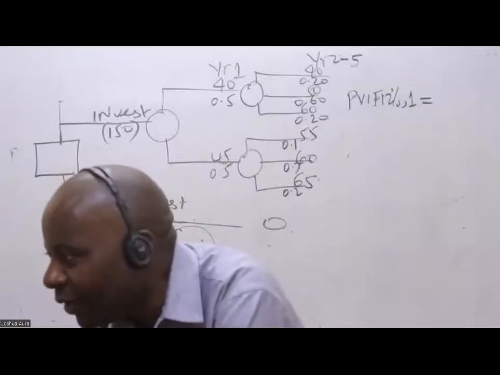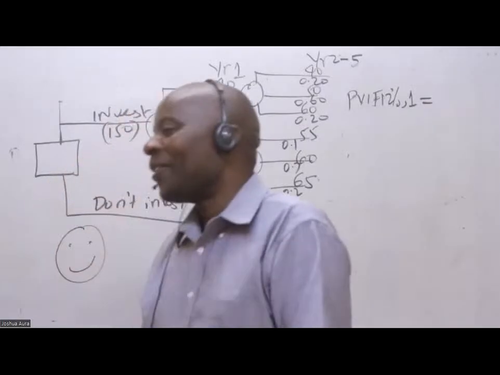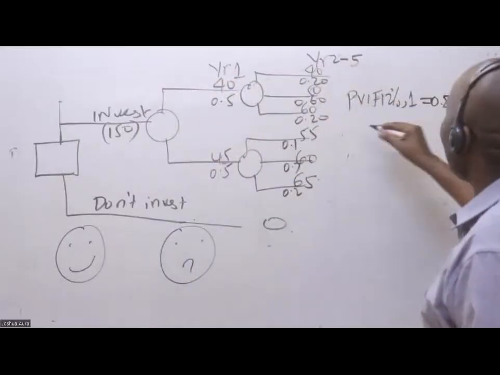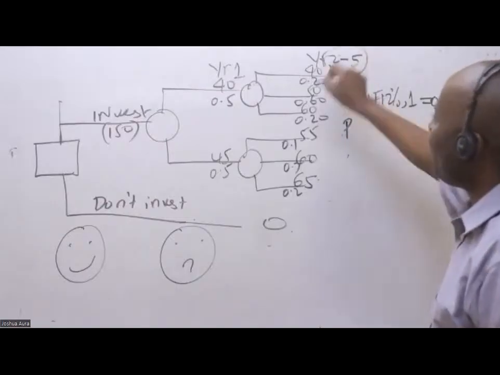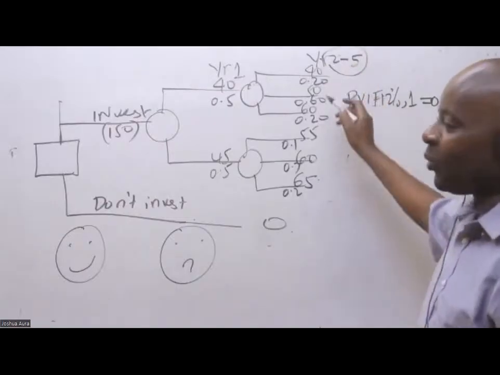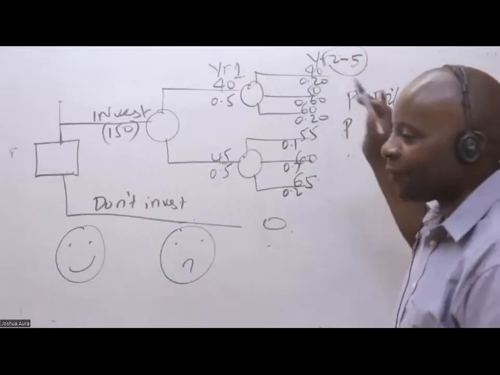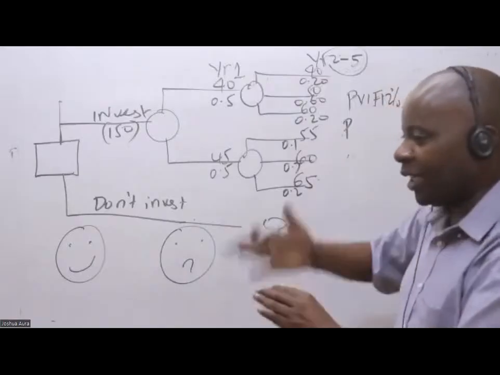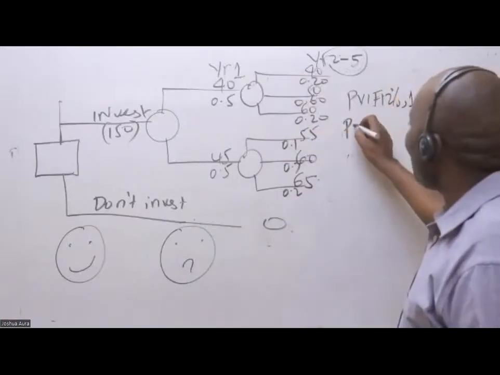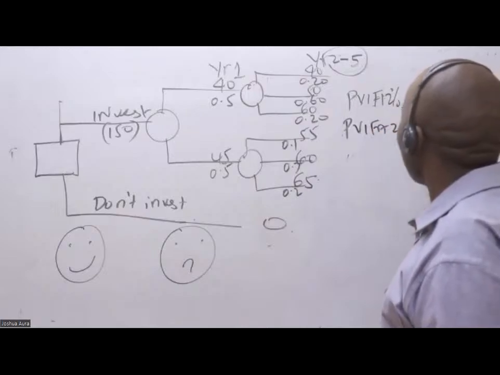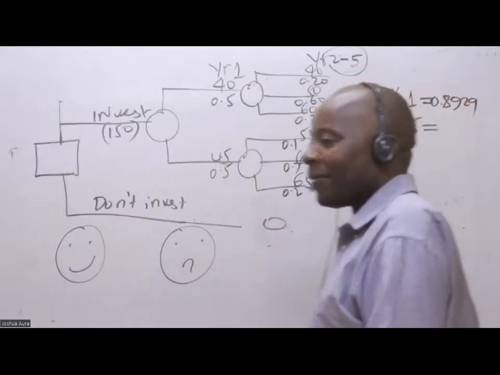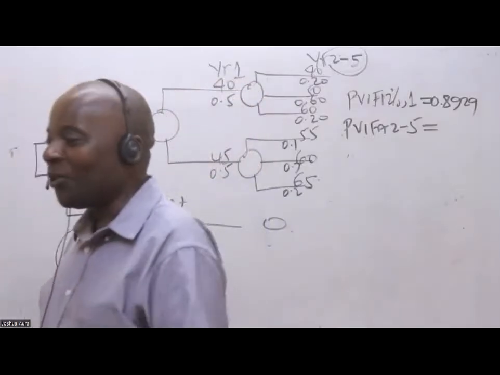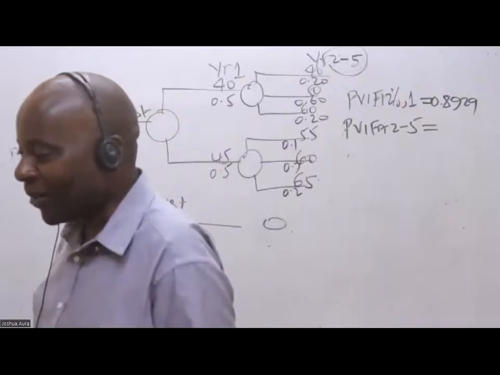Okay, so they're giving me a figure of 0.8929. Thank you very much. And then now we have here, of course, this will be PV, isn't it? Is there somebody who is able to see this is PV-FA when they talk of 2 to 5? Yeah, because it is year 2, year 3, year 4, year 5. So in this case, you give me PV-FA year 2 to year 5.